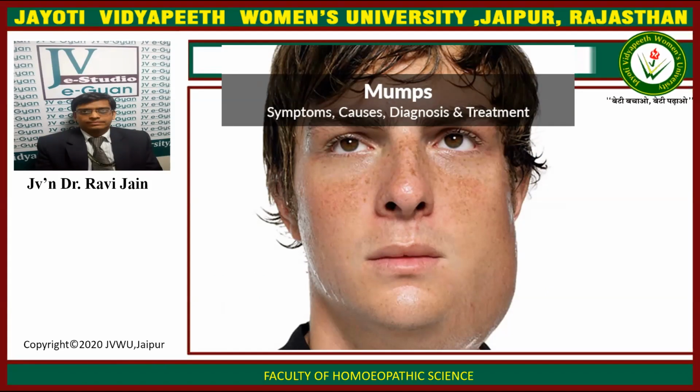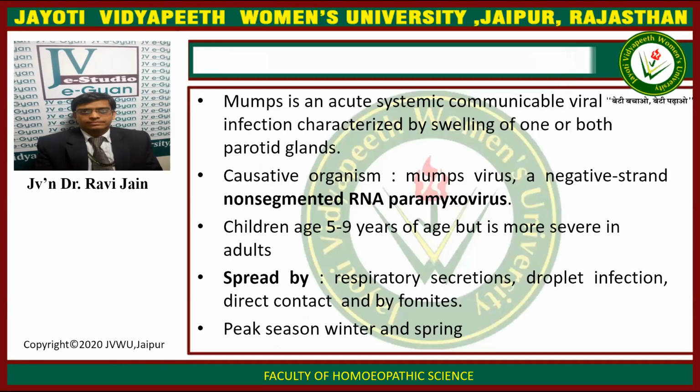Mumps is a very common infectious disease that is commonly encountered in our day-to-day practice. It affects a lot of individuals, especially children and also adults. Mumps is an acute systemic communicable viral infection that is characterized by swelling of one or both of the parotid glands. So what is mumps? It is an acute systemic communicable viral infection that is characterized by swelling of one or both parotid glands.